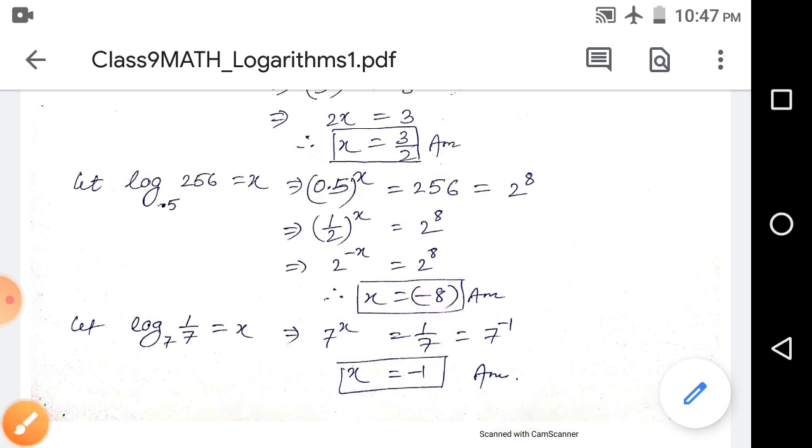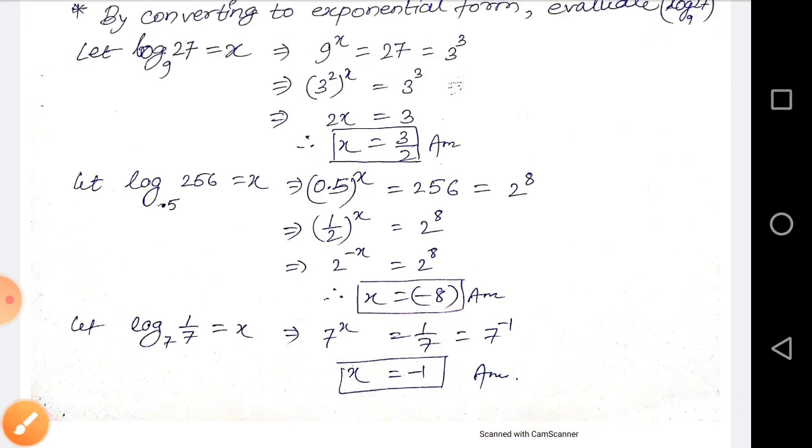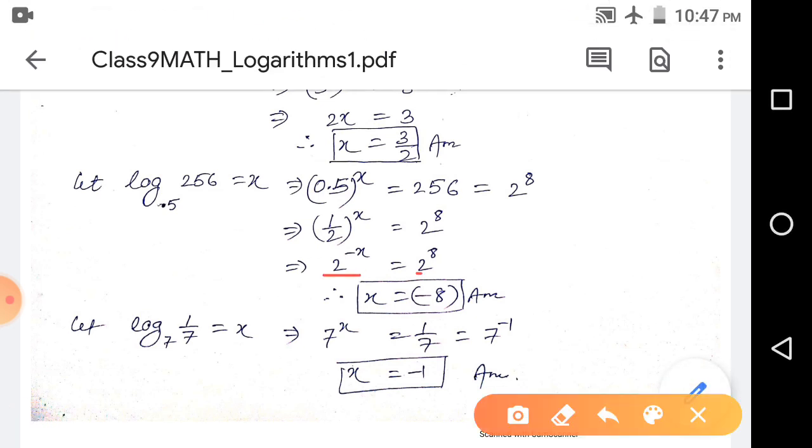So if we take the reciprocal, we can write here 2 to the power minus x. 2 to the power minus x equals 2 to the power 8. So the bases 2 and 2 are the same, so the exponents are also the same. So minus x equals 8, so x equals minus 8. So this is the answer.